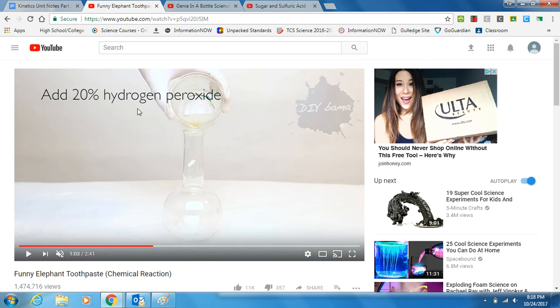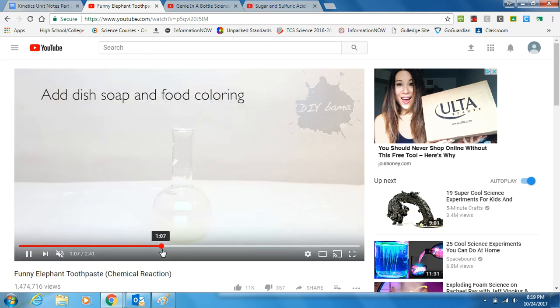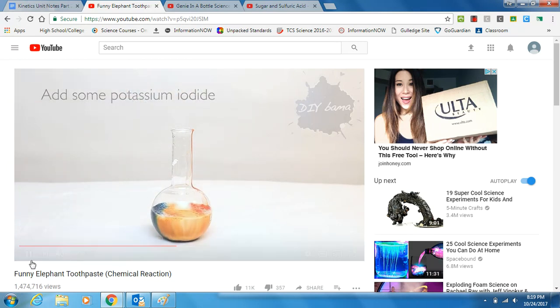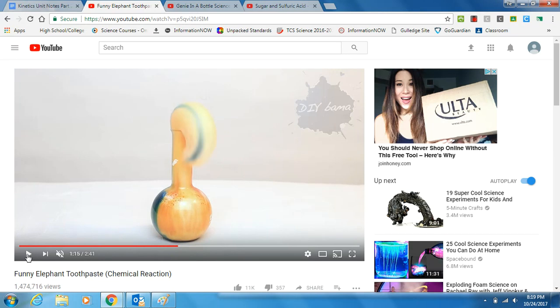In this flask, you have hydrogen peroxide, which is a liquid. And what you're doing is, well, hold on. All right, you're adding food coloring and dish soap. And then you're adding potassium iodide. I want to pause it right there. Do you see how the potassium iodide was also a liquid? Since my reactant, the hydrogen peroxide, was a liquid, and the potassium iodide was also a liquid, the potassium iodide is a homogeneous catalyst.